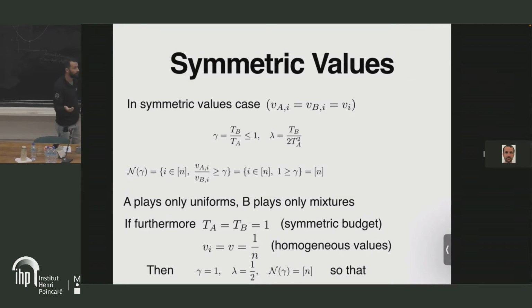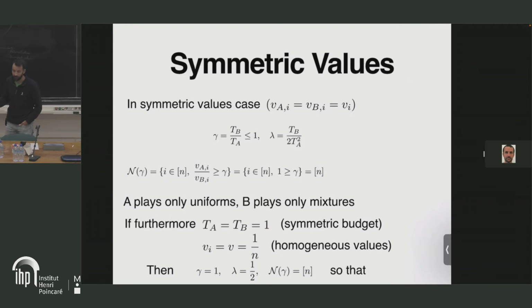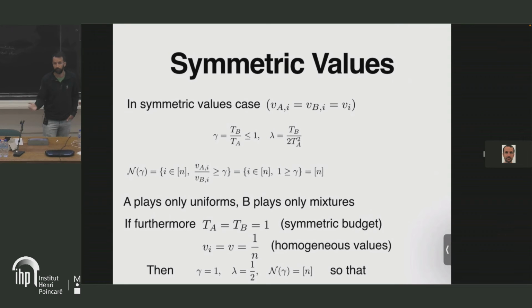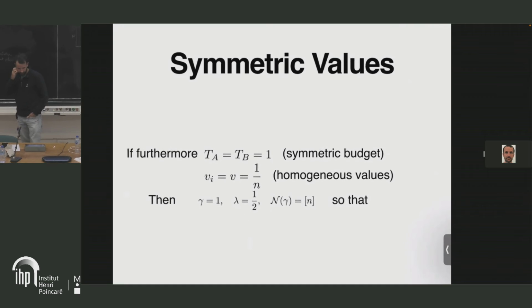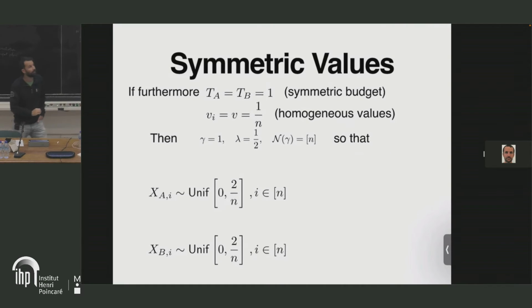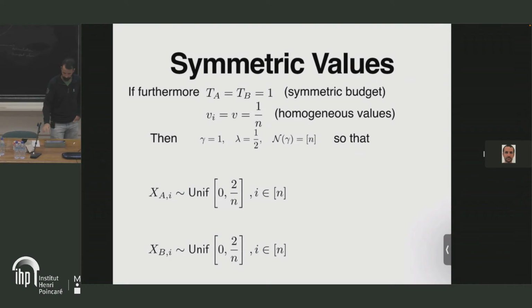And when the budget is the same for both players, and gamma equals 1, then both players play uniformly everywhere. Okay, so this is saying that if they both have the same budget, and all the values of the battlefields are the same and are 1 over n for all battlefields and for both players, then the best thing to do is just to pick uniformly all your random variables. Okay, in the case of symmetric budget, homogeneous values.